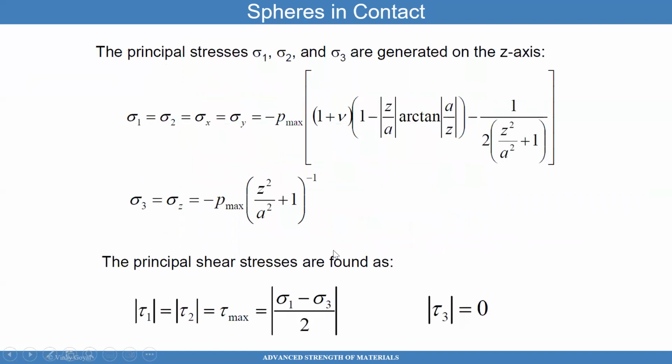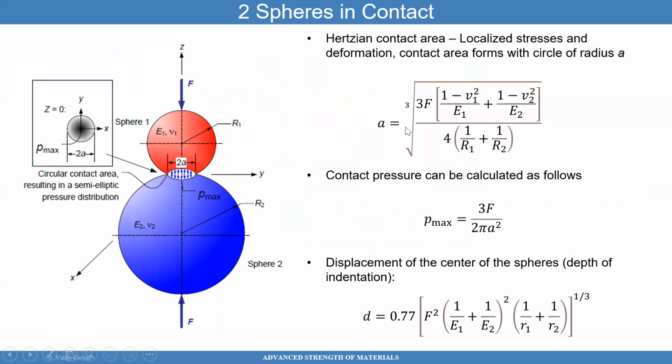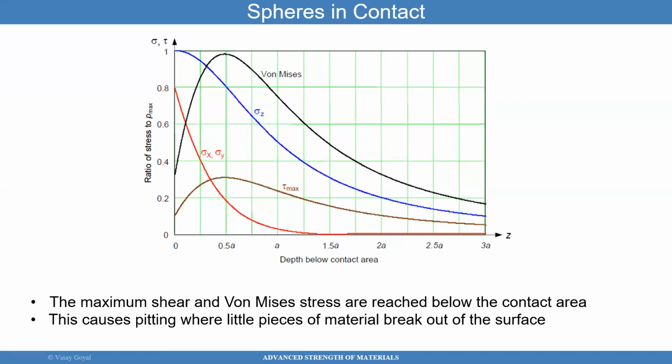For example, here you see it in terms of A, because we're using A as a radius. The contacting area with radius A is what I'm using as a measurement as I go deeper into the material to look at what's going on. So Z is a depth, but it's in terms of A. And then the ratio of stress is normalized to the maximum pressure.